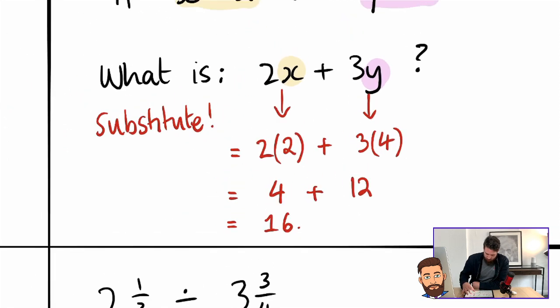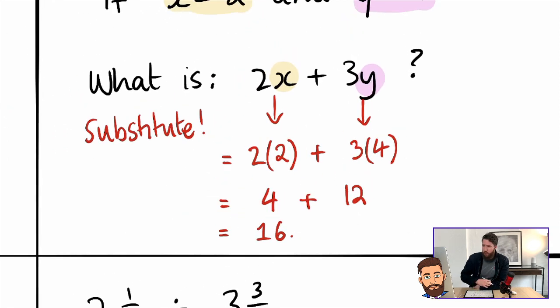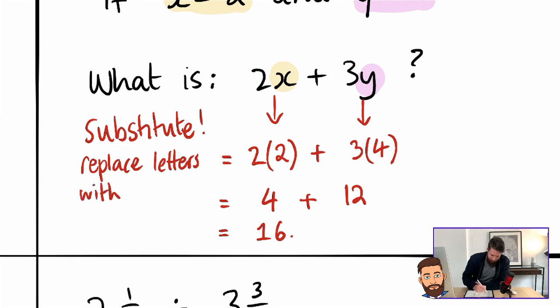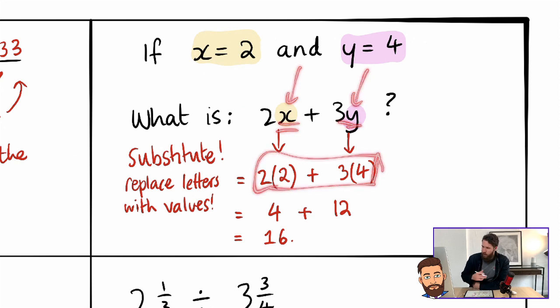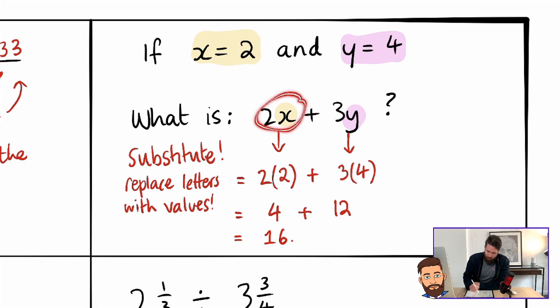So substitute will be a very, very useful topic for us today. So just recall that substitute means that we are essentially replacing letters, unknowns, with values, number values that we've been given. So we were given 2 values, one for x is 2, one for y is 4, and we just replaced them in and times them together because we knew that 2x means 2 times x and 3y means 3 times y.